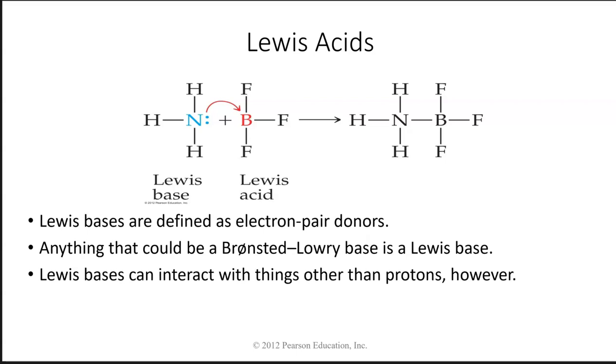Lewis bases are electron pair donors. So NH3, or ammonia, is a Lewis base. What we find is that under Lewis acid-base theory, molecules that are acids under Arrhenius or Bronsted-Lowry are still Lewis acids, and bases under Bronsted-Lowry and Arrhenius are still Lewis bases. So anything that can donate a lone pair of electrons we describe as being a Lewis base.